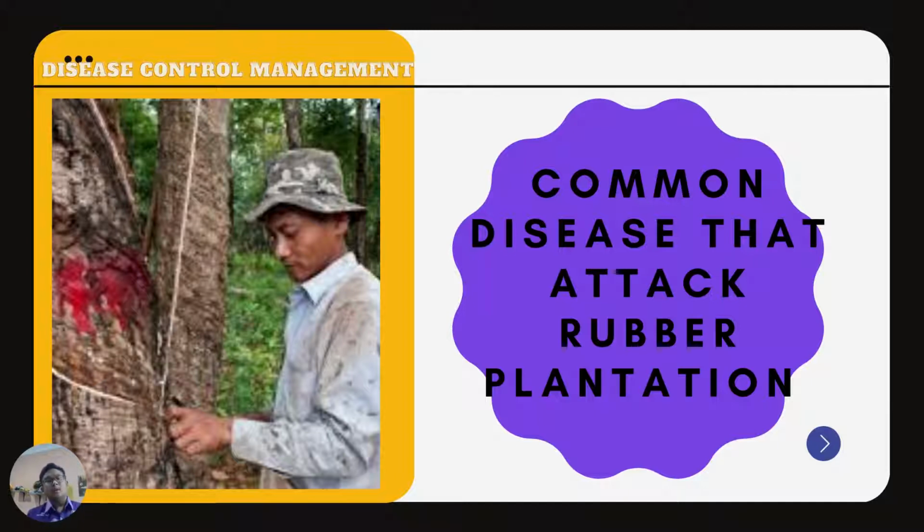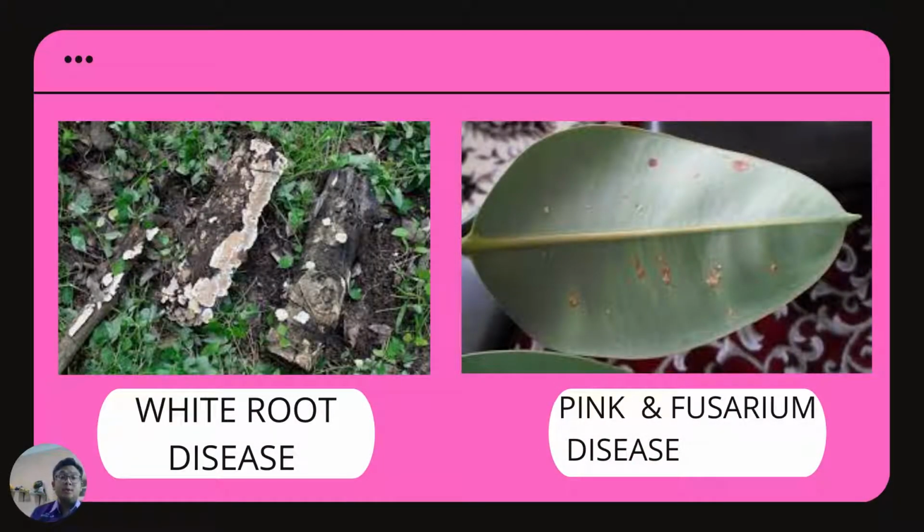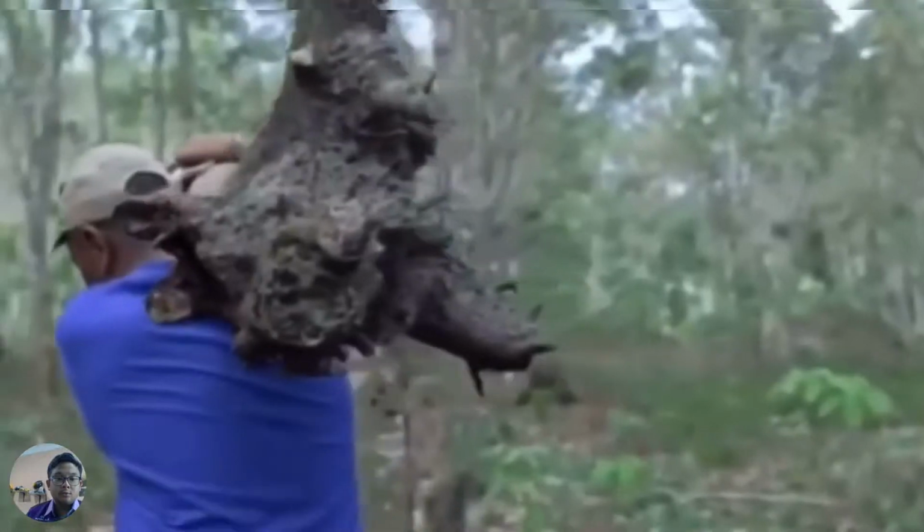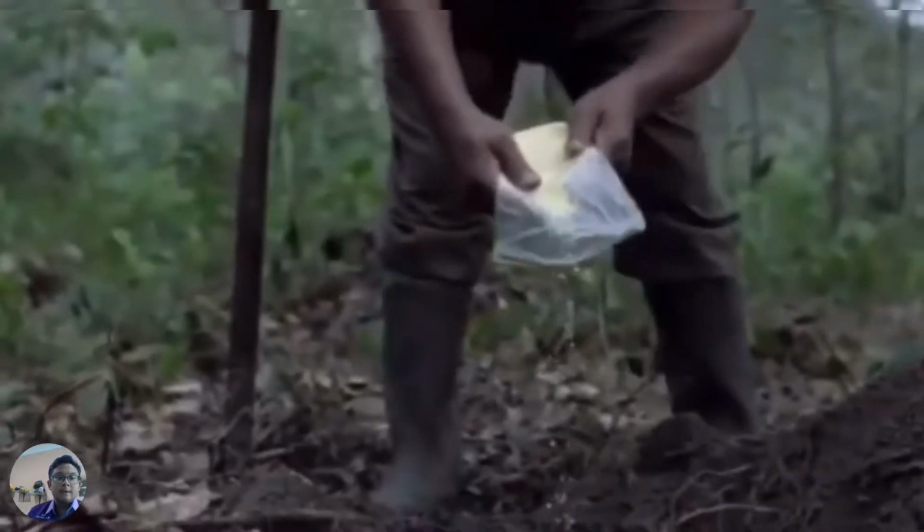Next, we will talk about disease control management in the rubber plantation. There are some common diseases that attack rubber and affect the production of the rubber tree. Examples of the diseases are white root disease, pink disease, and fusarium disease. In the next video, we will see the method for clearing up these diseases.